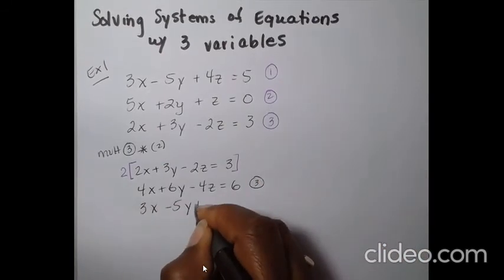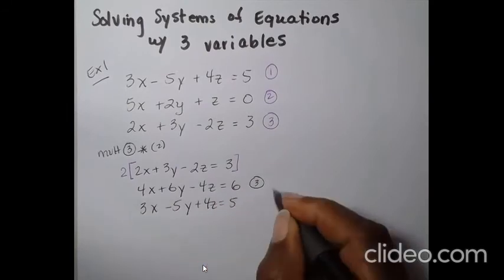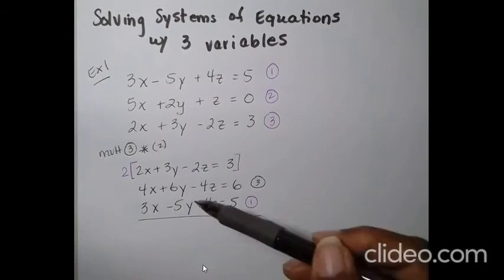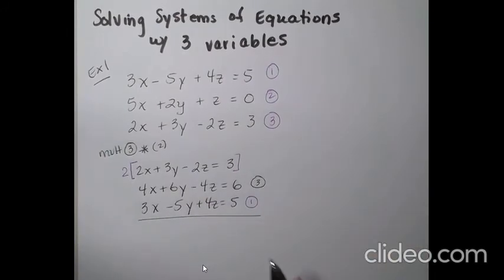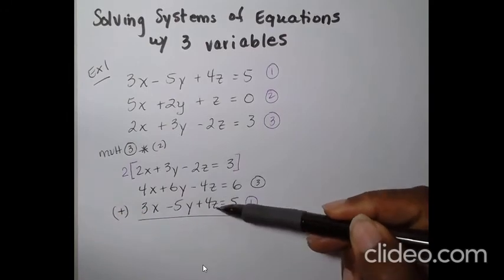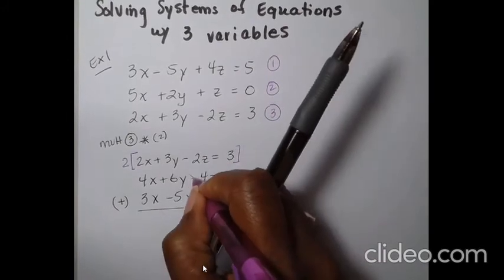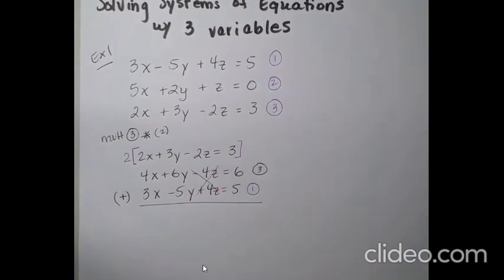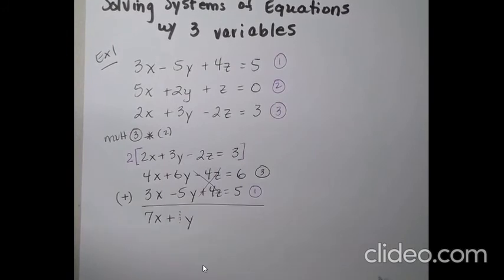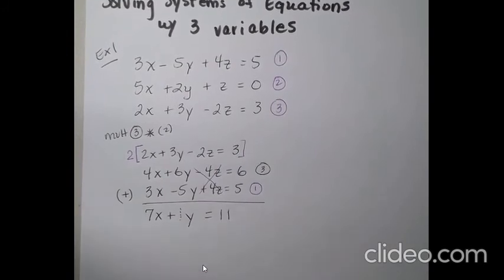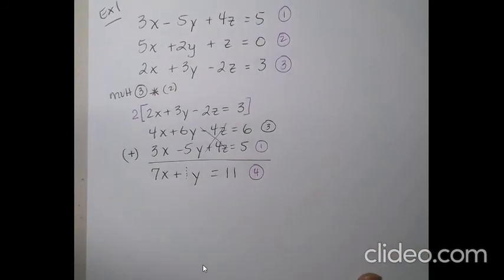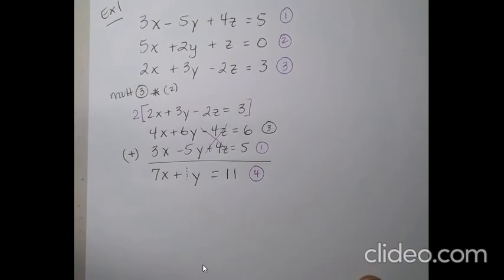3x minus 5y plus 4z equals 5. This is equation number 1. I just brought it down. So now we have these two equations we can work with. We're going to add these two equations because we have negative 4z, positive 4z. These can cancel out. So right off, first step, we can cross those off. We're adding these, so we now have 7x plus 1y equals 11. This now I'm going to call equation number 4 because it's the result of us combining 3 and 1 together.